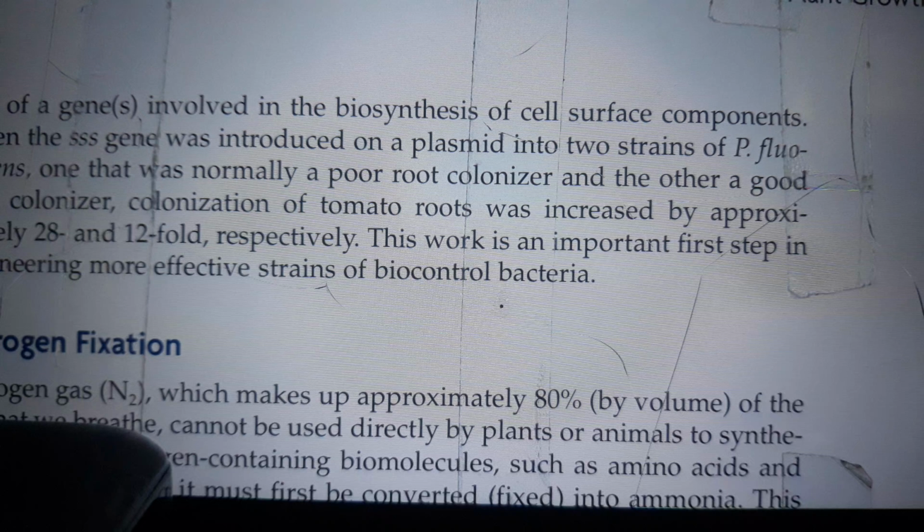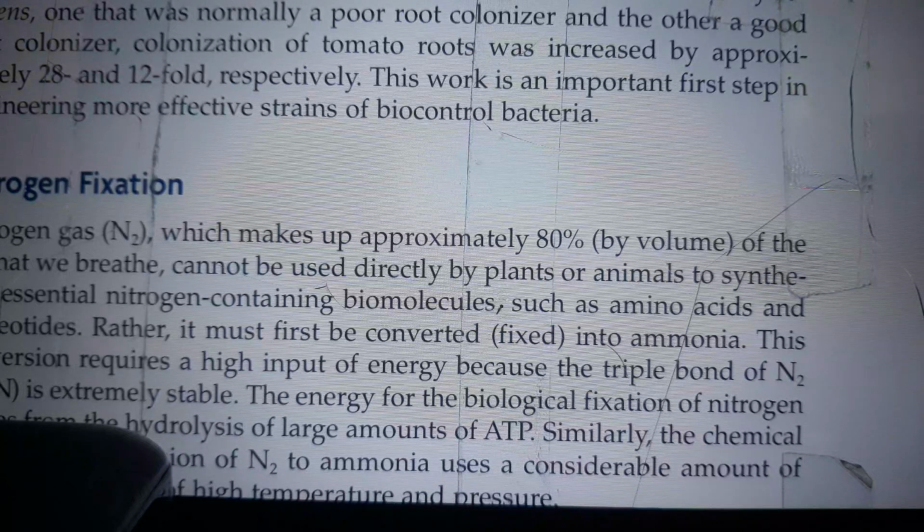When the gene was introduced on a plasmid into two strains of P. fluorescens, one that was normally a poor root colonizer and the other a good root colonizer, colonization of tomato roots was increased by approximately 28 and 12-fold, respectively. This work is an important first step in engineering more effective strains of biocontrol bacteria.